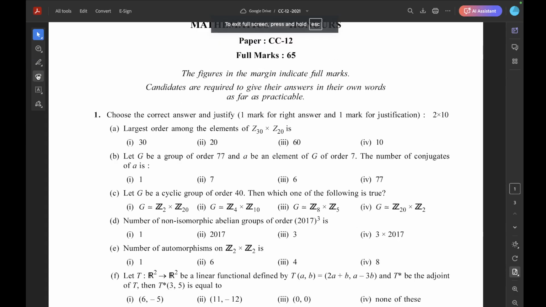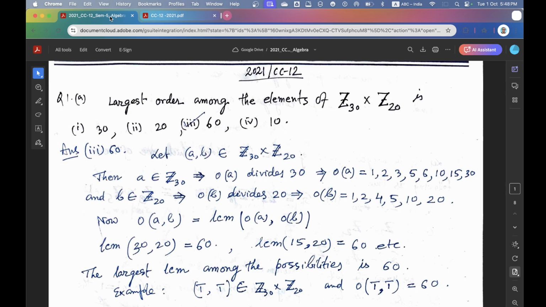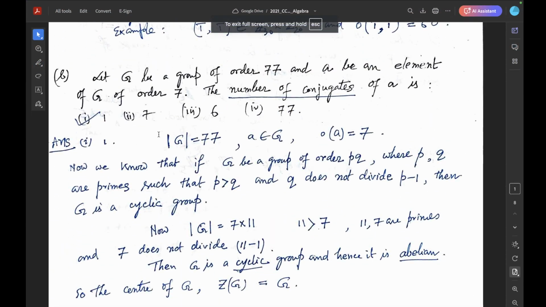Next question, 1b. Let G be a group of order 77 and A be an element of G of order 7. The number of conjugates of A is what? Correct option is 1. Order of G equals 77, and let A belonging to G be any element such that order of A equals 7. It is given A is an element of G of order 7.